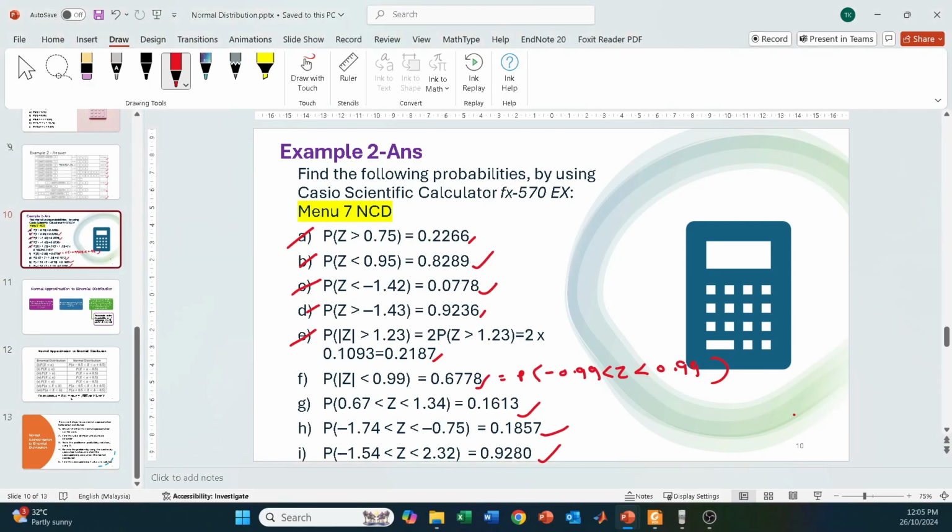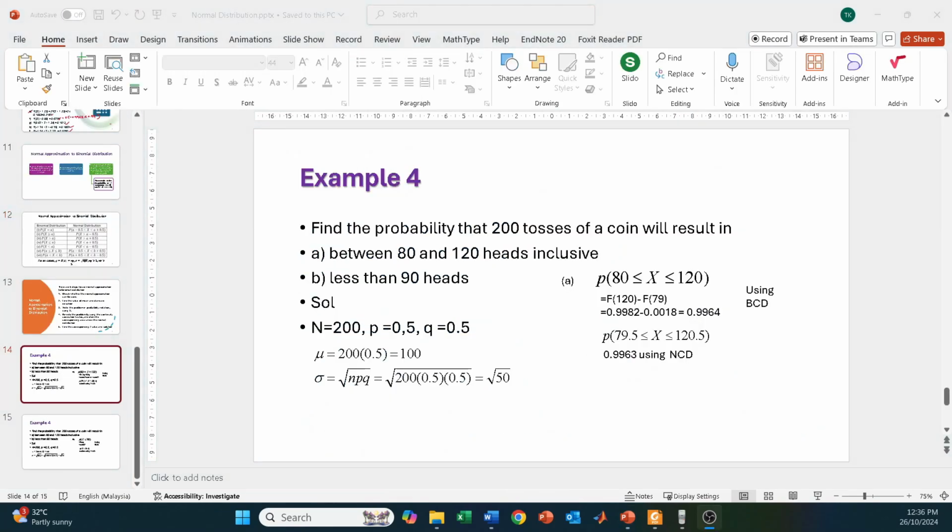Okay, stop for a while and find the example for this. Find the probability that 200 tosses of a coin will result in between 80 and 120 heads inclusive. Be less than 90 heads.